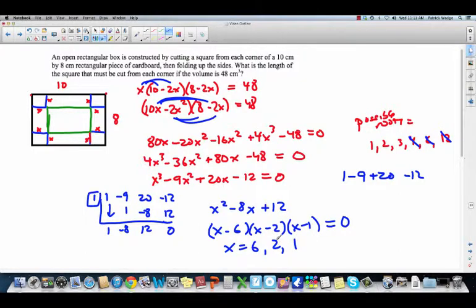Okay, should we get rid of any of these? Well, none of them are negative, so that's good. But look, we already said up here you couldn't have 6. It's too big. You can't take 6 and another 6 from 8. So this one is gone. So it ends up you have 2 possibilities. Each of these squares could be a 1 by 1 square, or each of these squares could be a 2 by 2 square. The square sides could be 1 centimeter or 2 centimeters. 2 possible answers in this case.